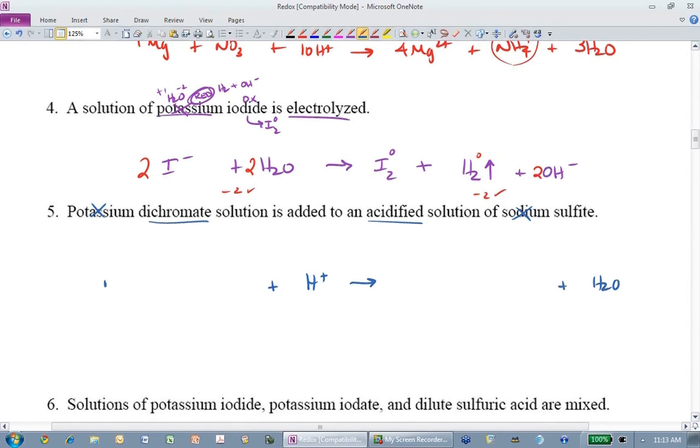Let's deal with the dichromate. Cr2O7 2-. I cannot memorize your polyatomic ions for you. And that's always going to go to Cr3+.